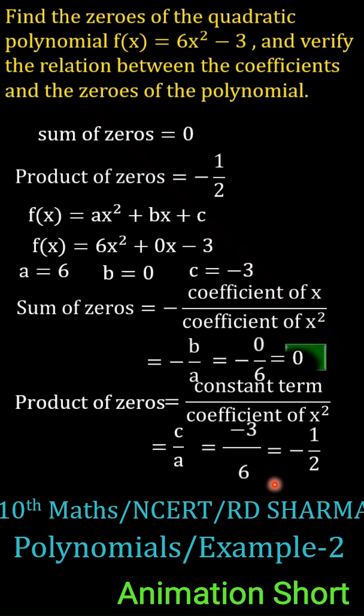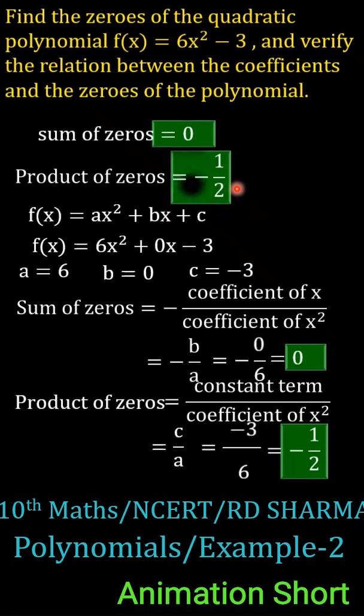Since the sum and product of zeros obtained from the quadratic equation and from the zeros are equal, hence the quadratic equation is verified.